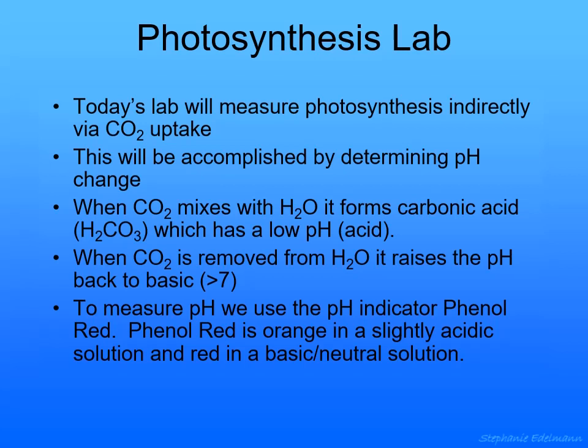So in the photosynthesis lab, what we're going to do is we're going to measure photosynthesis indirectly. So we're going to look at the CO2 that disappears from the solution. And the way you can measure this is because the pH changes when CO2 disappears from the solution. When you have a solution and you mix it with CO2, the CO2 reacts with the water and forms carbonic acid, which has a low acidic pH.